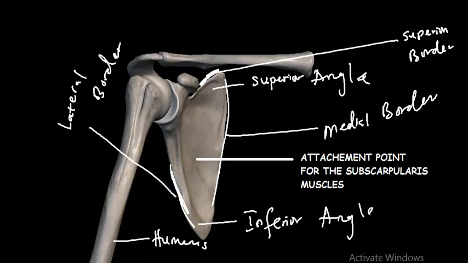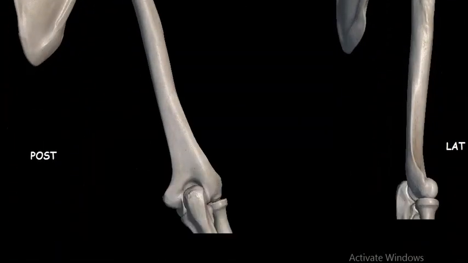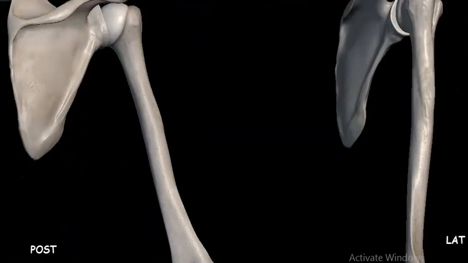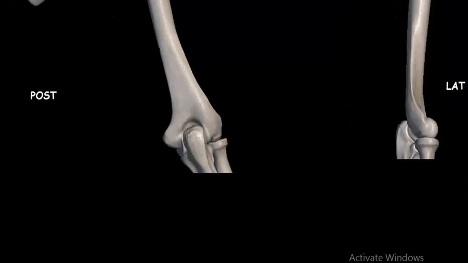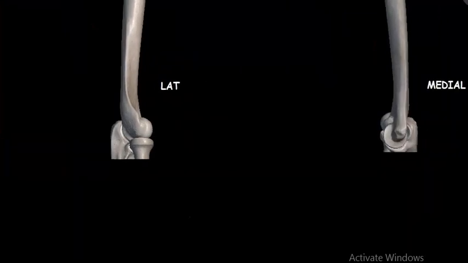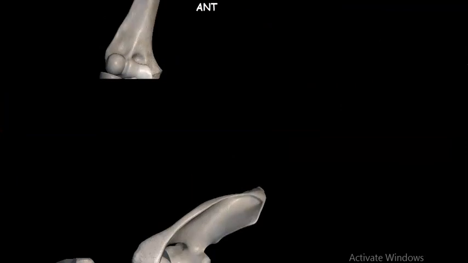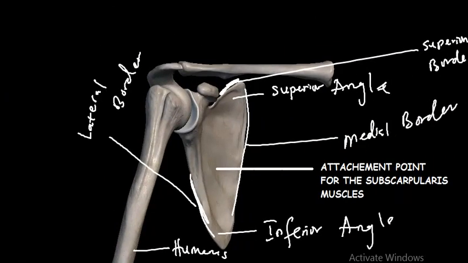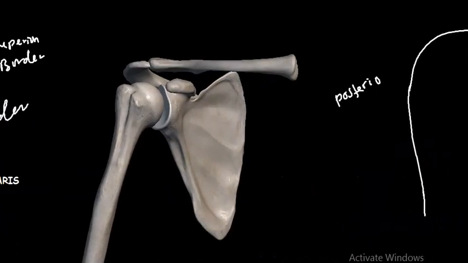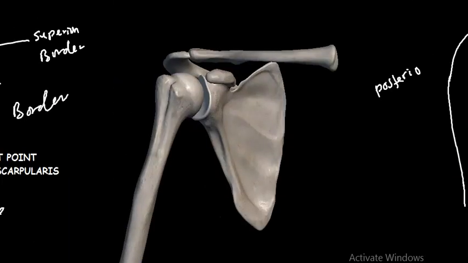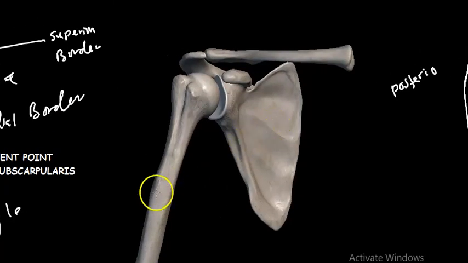If you look at it anteriorly, that is this side. Let's look at the anterior view. Here we have the superior, lateral. If you look at it anteriorly, we can see the scapular fossa. Yeah, this is the anterior view. You can see the scapular fossa.